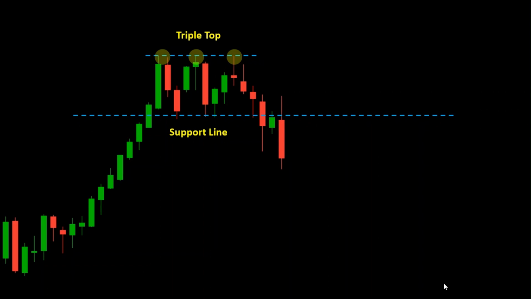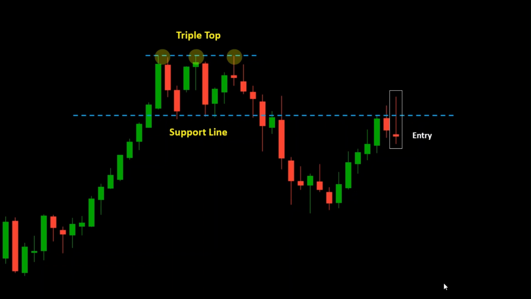There are two ways to enter the trade. Enter on the breakout candle that closes below the support line. Or, wait for the price to pull back to retest the support line, which now acts as resistance, and look for a bearish candlestick pattern as confirmation, or a rejection wick. Once confirmation is in place, this becomes your entry point for a sell position.